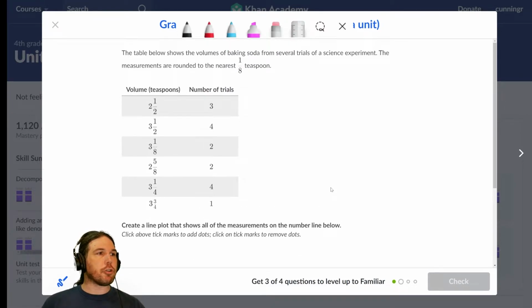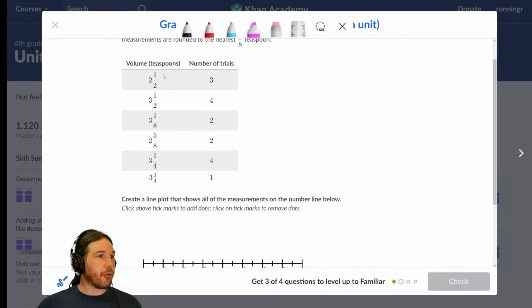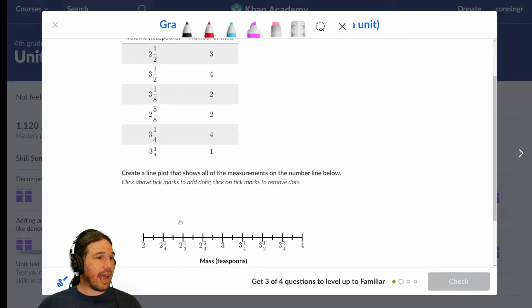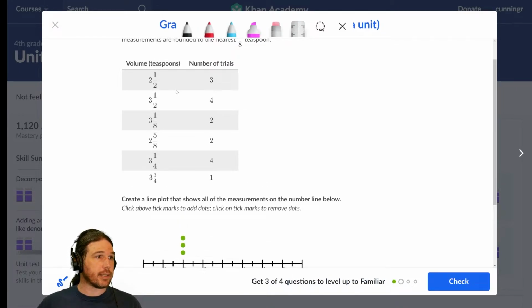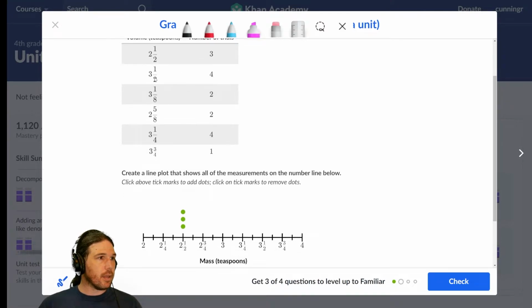The table below shows the volumes of baking soda from several trials of a science experiment. The measurements are rounded to the nearest 1/8 of a teaspoon. So there were 3 trials at 2 1/2. So 1, 2, 3 trials at 2 1/2. There were 4 trials at 3 1/2, which is right there. 3 1/8. Now that would be between 3 and 3 1/4, right? 1/8, 3 2/8. And there were 2 of those. 1, 2.